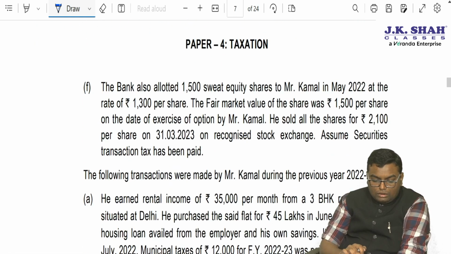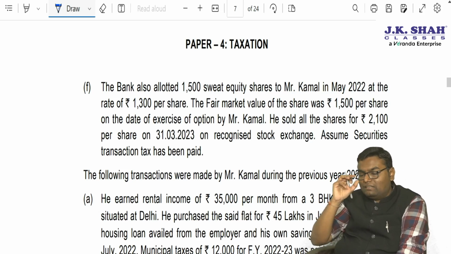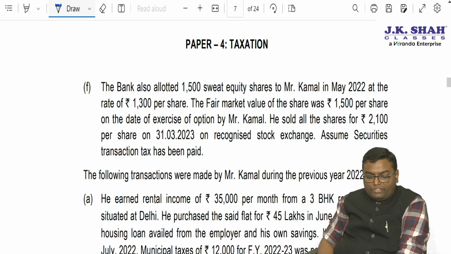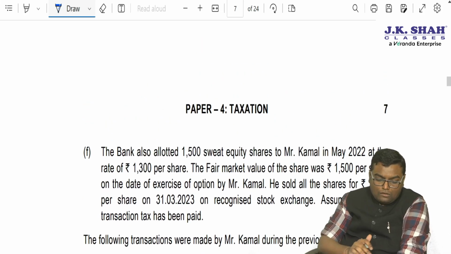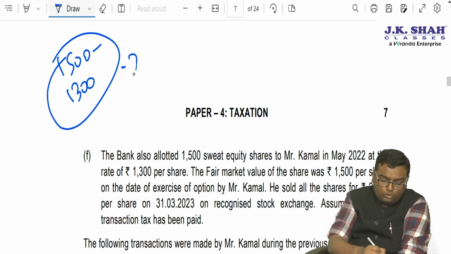Then the bank also allotted 1500 sweat equity shares to Mr. Kamal in May 22 at the rate of 1300 per share. They are trying to take us in a loop with regards to sweat equity shares. 1500 sweat equity shares at the rate of 1300 per share. The fair market value was 1500 per share on the date of exercising the option. So market value is 1500, recovery 1300, benefit 200.